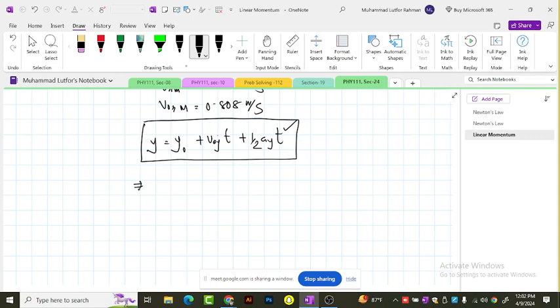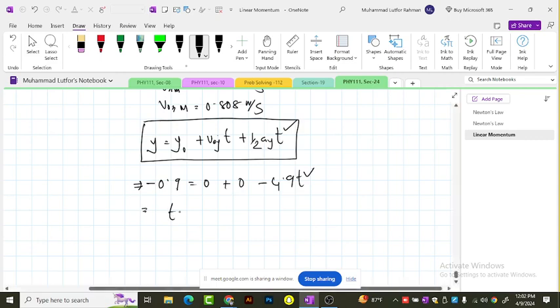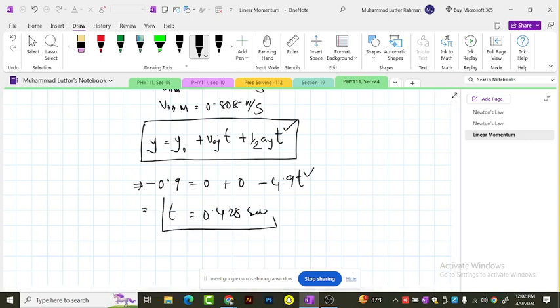All right. So I'll write down directly. It should be minus 0.9, this would be 0, this would be 0, minus 4.9 t square. Then you can find out the t. It would be simply 0.428 second. That's the flight time for both blocks.